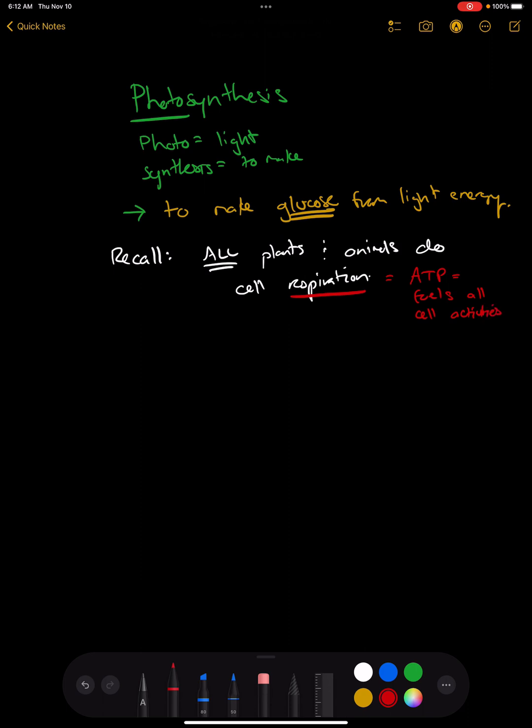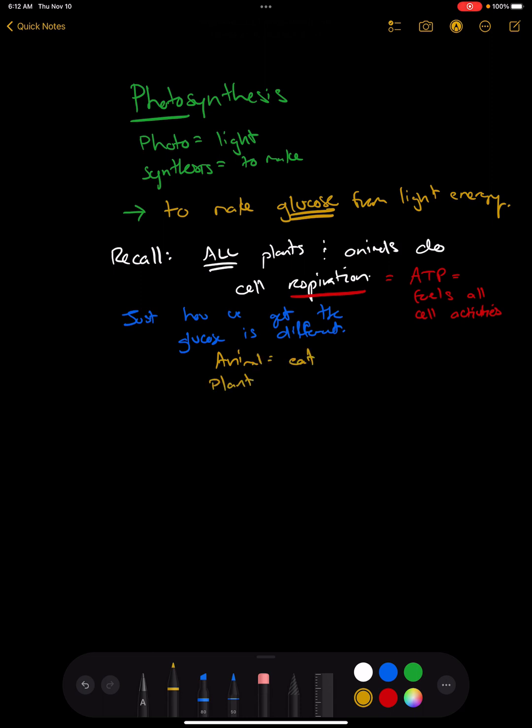And say plants and animals, we both have a bunch of cells. We're multicellular, we have all the organelles, and so we have a lot of activities to do. So we all have to do cell respiration. It's just how we get the glucose that is different. Because remember, if we're talking about an animal, we eat to get our sugar.